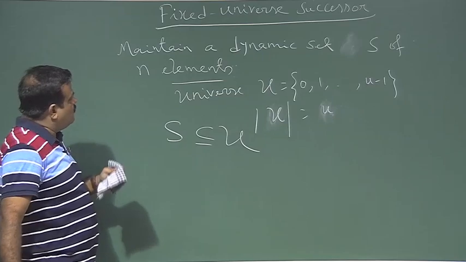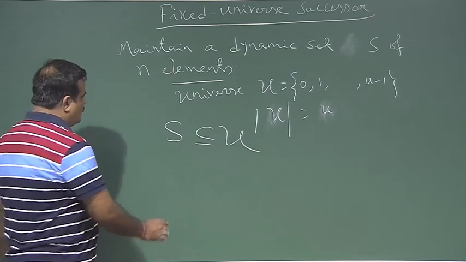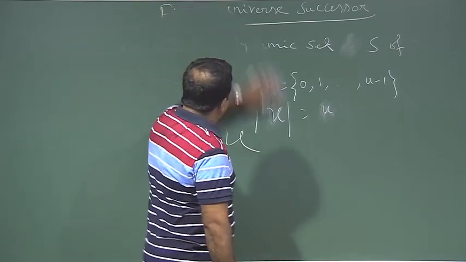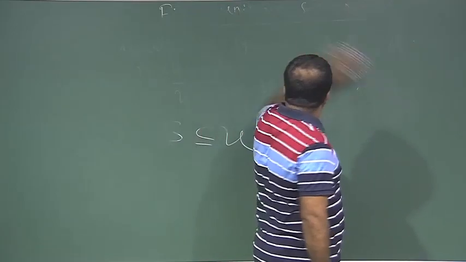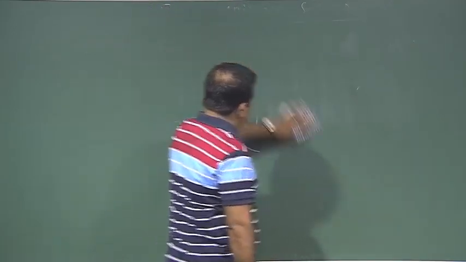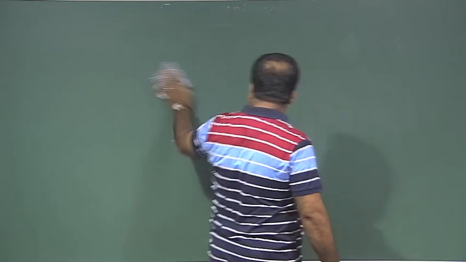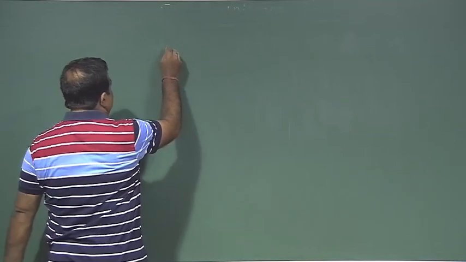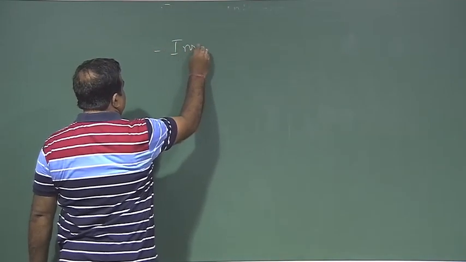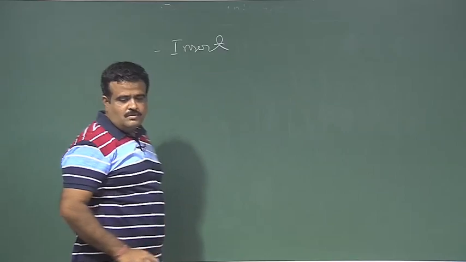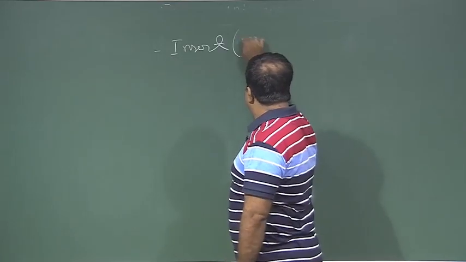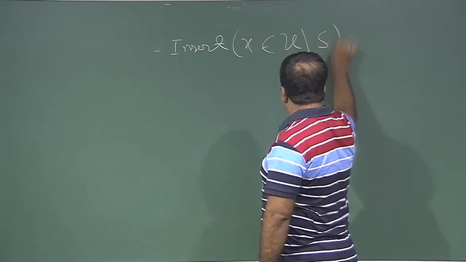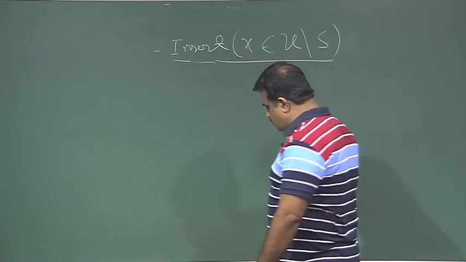Our goal is to perform the dynamic operations. What are the dynamic operations? It should perform insert, delete, and also successor and predecessor. In the set S we should be able to perform these operations, say insert. Insert means we should be able to insert an x which is from the universe and which is not in S.